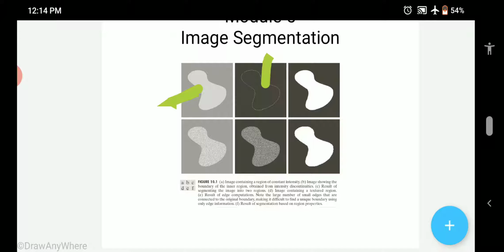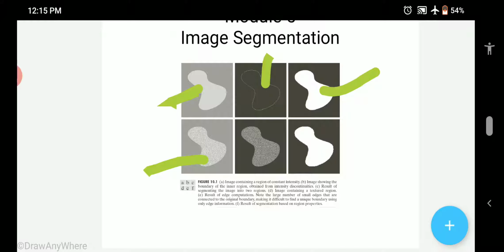To segment this type of image, we assign one level, say white, to the pixels on or interior to the boundary, and another level, say black, to all the pixels exterior to the boundary. Figure C shows the result of such a procedure: inside the boundary it is made white, and outside the boundary it is made black. In figure D, if a pixel is on or inside the boundary, label it white, otherwise black.